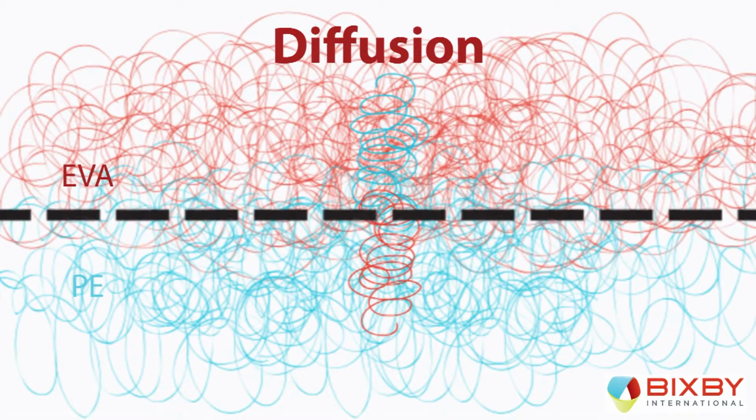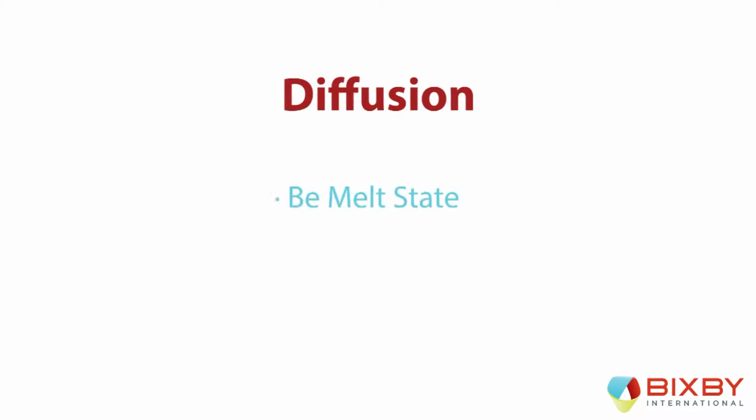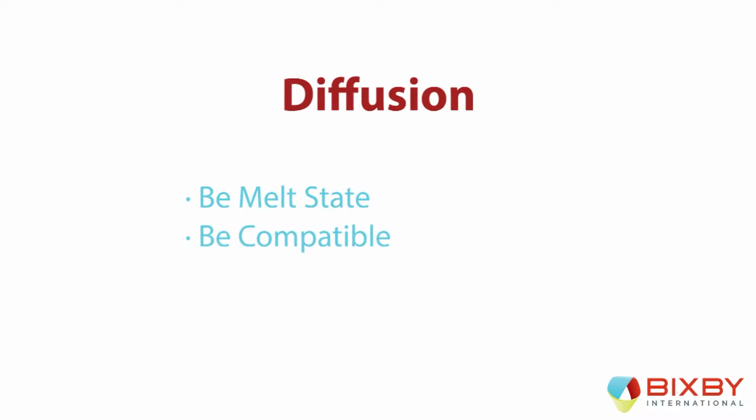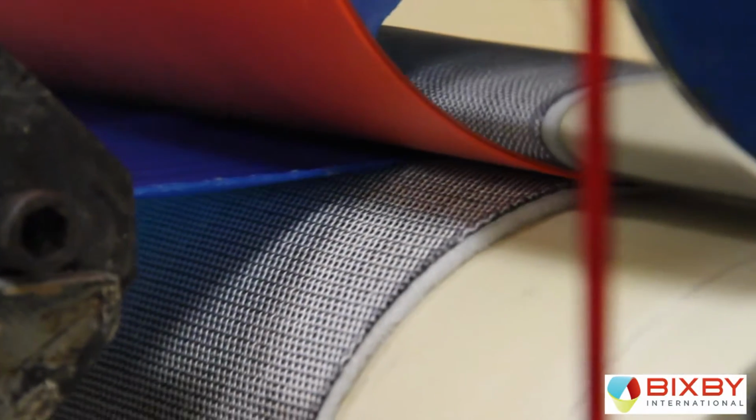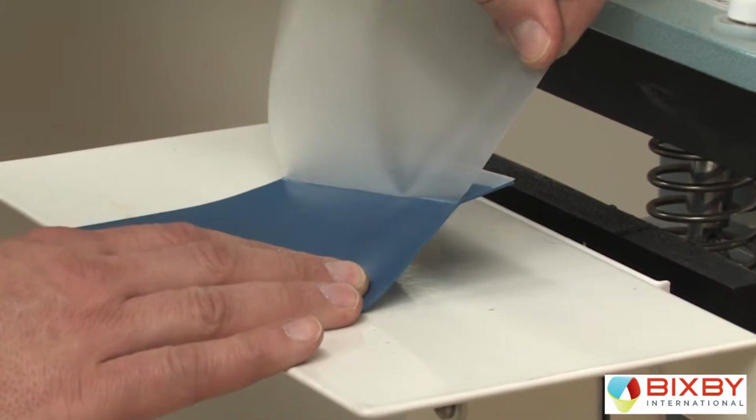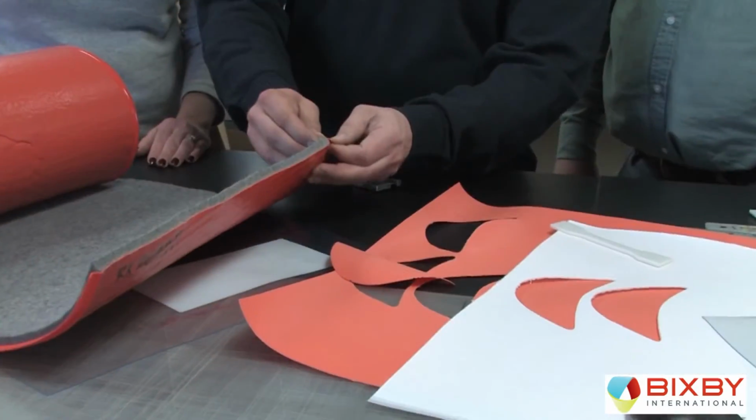To achieve this entanglement, we require the polymers to be in the melt state, be compatible or have similar chemistries, and have sufficient contact time. The ability of these polymers to diffuse is related to the wettability of the materials as previously mentioned. Good wettability comes with polymers having similar surface energies and being compatible.